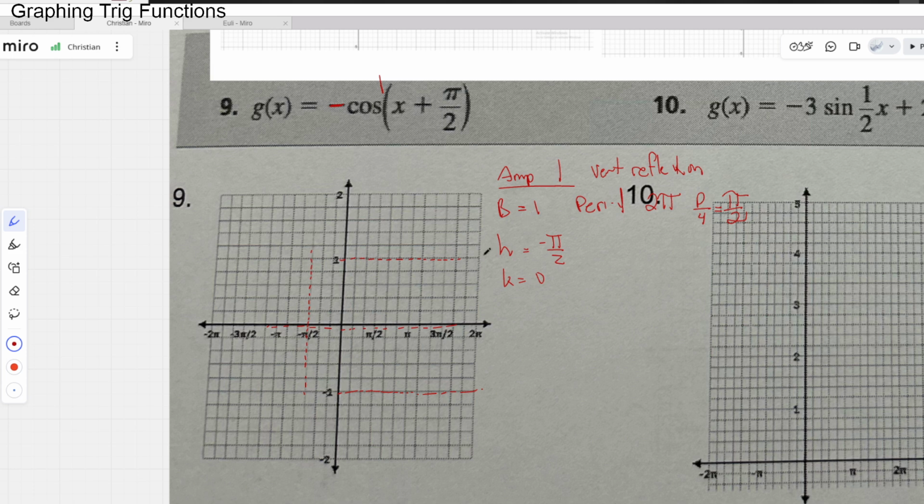My ending line is not going to be 2 pi in this case because it's been shifted over pi over 2. If I have to, I will actually write it down and calculate it. That's 4 pi over 2, so it's going to be 3 pi over 2.